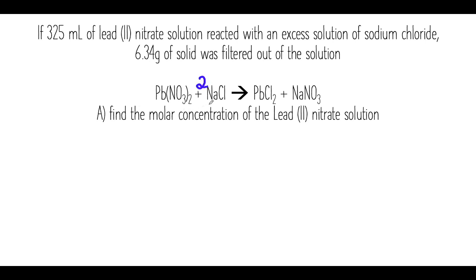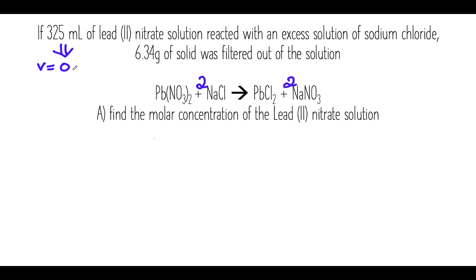So in order for me to balance, I'll have 2 Na on this side, 2 Na on the right side, 1 Pb, 1 Pb, 2 nitrates on the left side, 2 nitrates on the right side, Pb, I already did that, 2Cl and 2Cl. So this is a completely balanced reaction. Now let's read the question. If 325 milliliters, I'm going to stop right there. I'm going to convert that into liters, right?